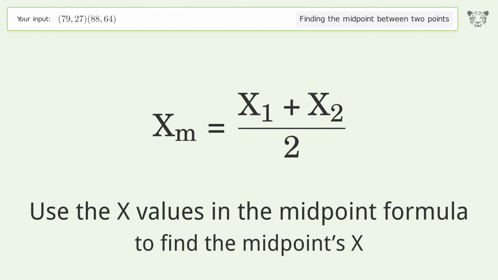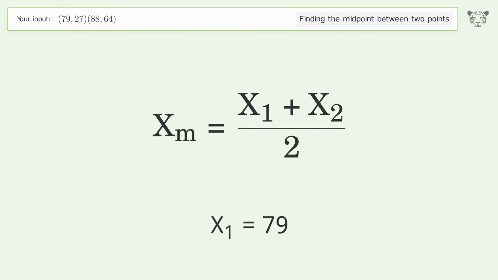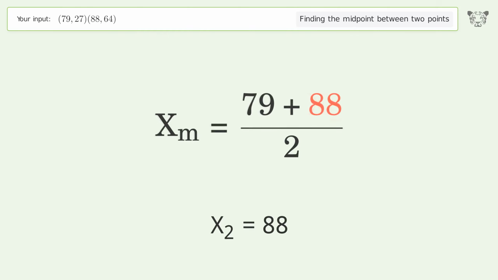Use the x values in the midpoint formula to find the midpoint's x. x1 equals 79. x2 equals 88. Simplify the arithmetic.